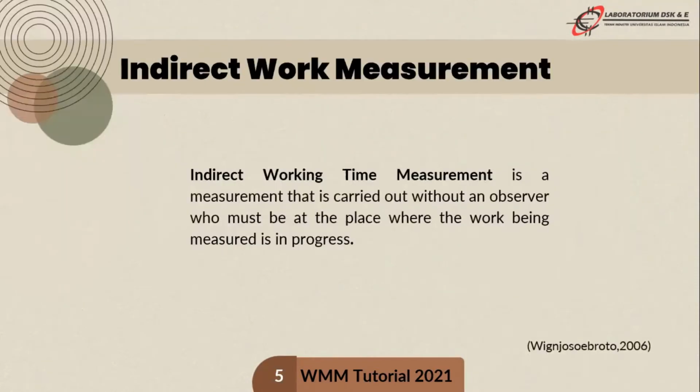Okay, let's begin with the definition. Indirect work measurement is a measurement that is carried out without an observer who must be at the place where the work being measured is in progress. Wignjosoebroto, 2006.